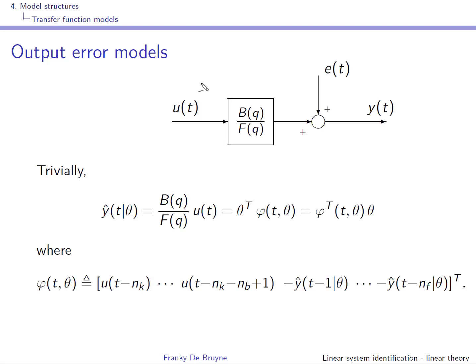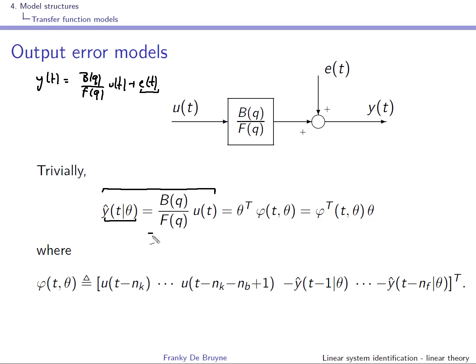So this is the data generation mechanism for an output error model. In equation it's B(q) over F(q) u(t) plus e(t). If you want to write the one step ahead prediction, you have to look at the part that is not predictable at time t, and we have just this part over here, and you replace it by the expected value, which is 0. So the one step ahead predictor is obtained by this equation.